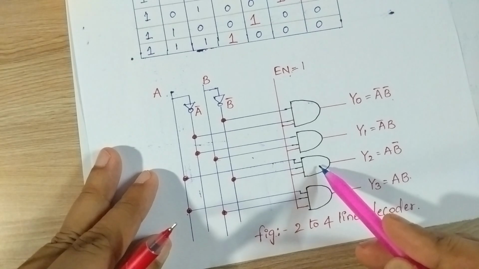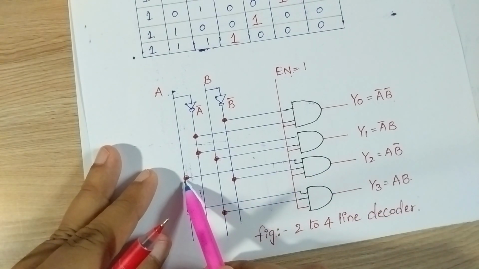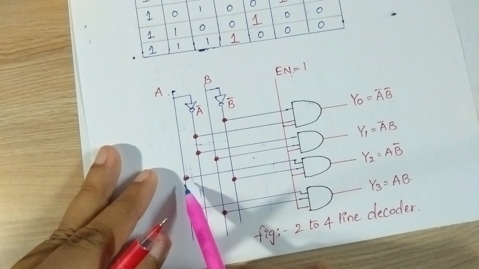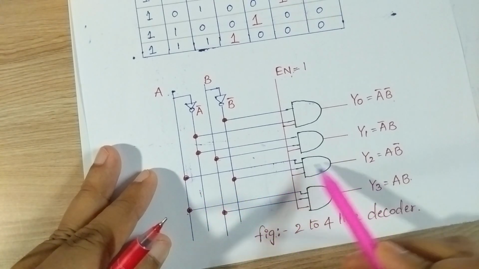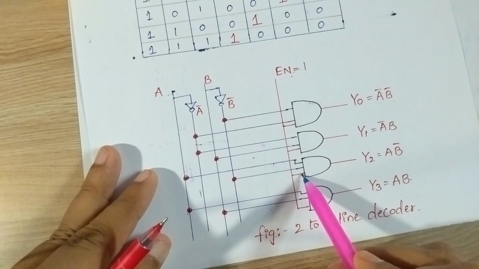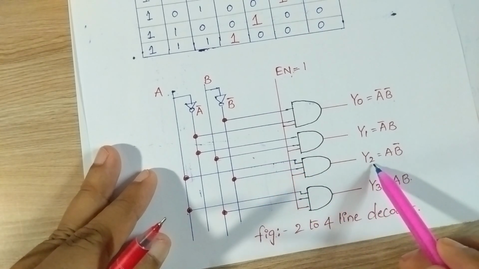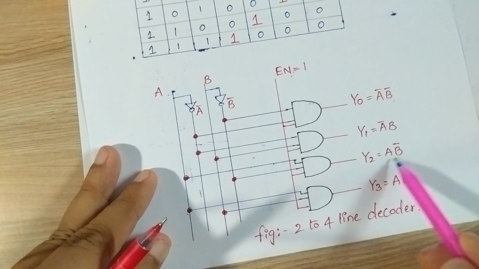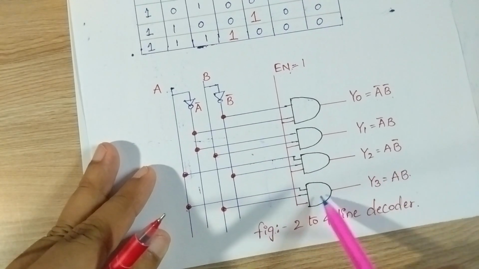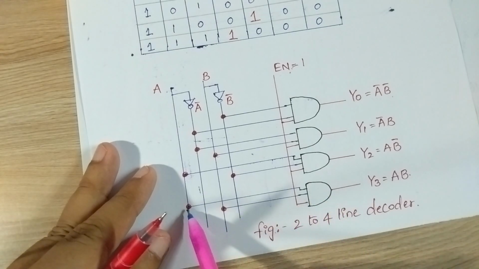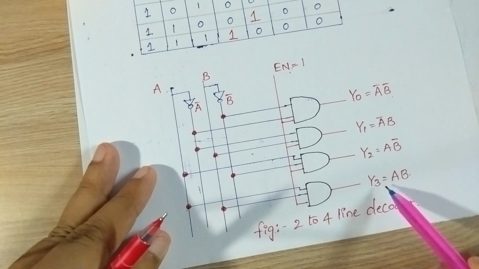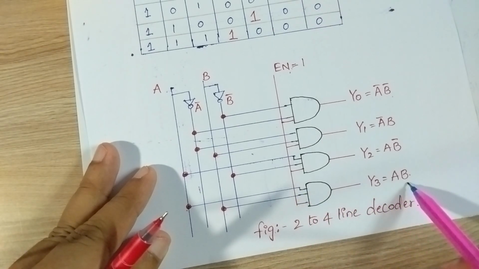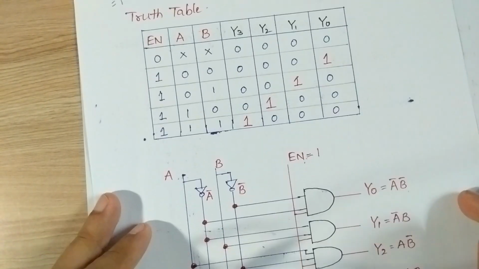For the next AND gate, inputs are A and B bar. When A is 1, B bar is 0, and the third input is the enable pin. In that case, Y2 will get active. That gives the A into B bar combination. For the last AND gate, the inputs are capital A and B, and the third input is enable. So Y3 gives A into B. This is all about the 2 to 4 line decoder. Thank you.